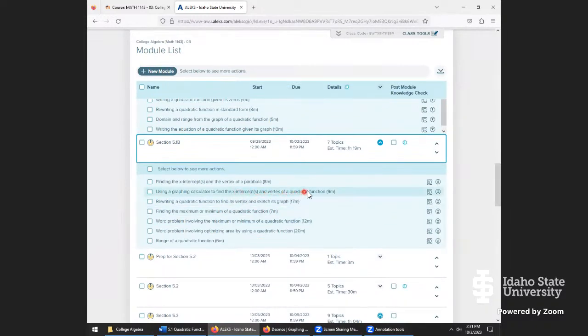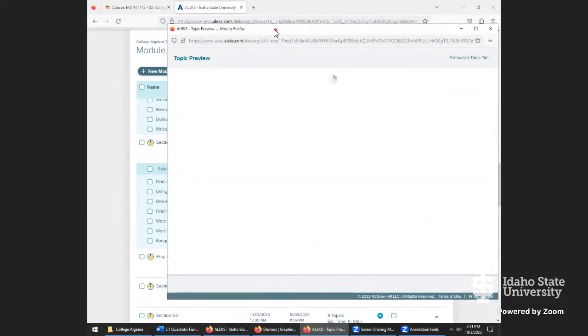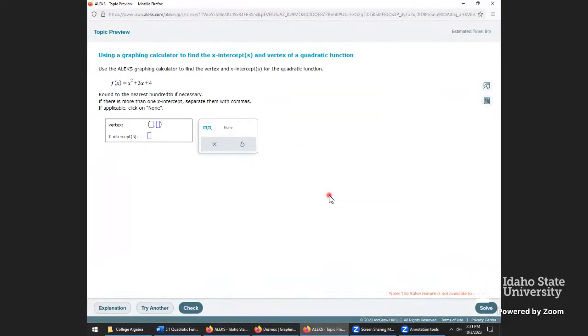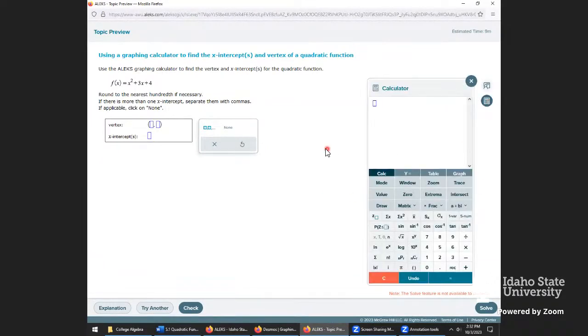Using a graphing calculator to find intercepts and vertex. So if I saw this problem right here, you can use a graphing calculator. It's not terrible. It looks like a real graphing calculator. Let's try it this way, and then I'll show you an alternative method to get through this kind of question.